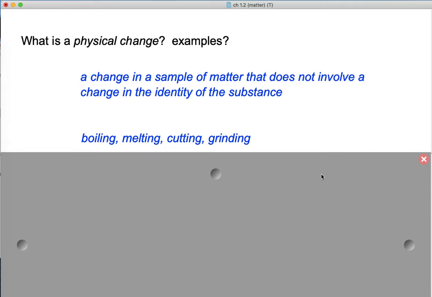For example, boiling water doesn't turn it into anything else. Melting wax, cutting something, or grinding. These are all examples of physical changes.